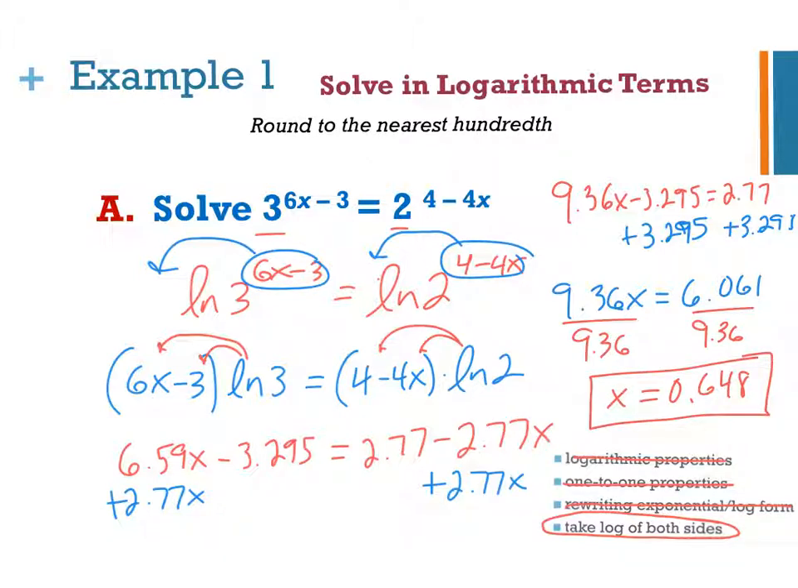So these aren't too unique. It's just the fact that you got to take the natural log of both sides, and now you're just dealing with a lot of decimal answers. So do your best to round. And again, this was to the nearest hundredth place, so that's why I was using at least 2 decimal places in my answers.